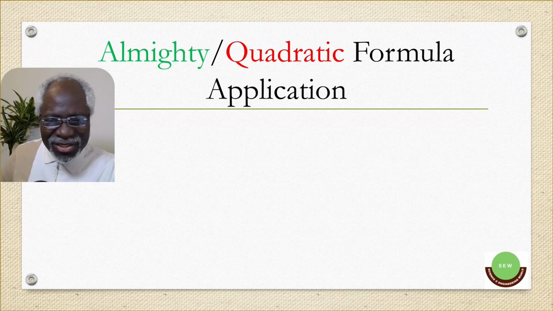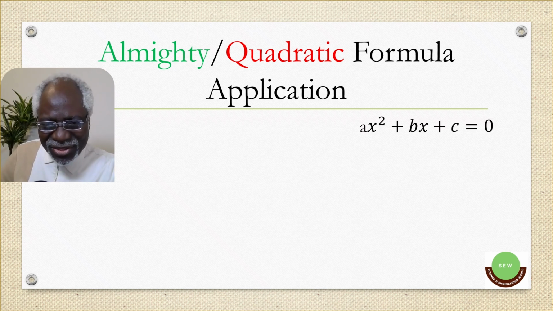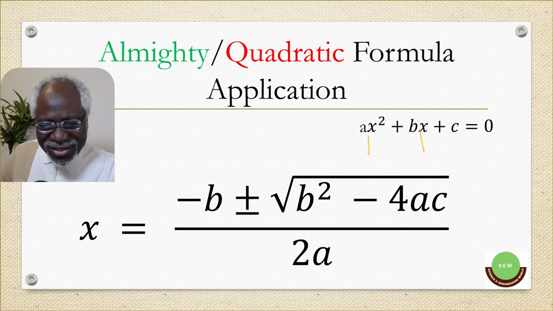It is employed to find the roots of quadratic equations such as this standard equation with our variable as x. It says that x equals minus b plus or minus the square root of b squared minus 4ac, over 2a. It is known as the almighty formula because it can solve almost all quadratic equations. Let's demonstrate the use of this almighty formula in this presentation.